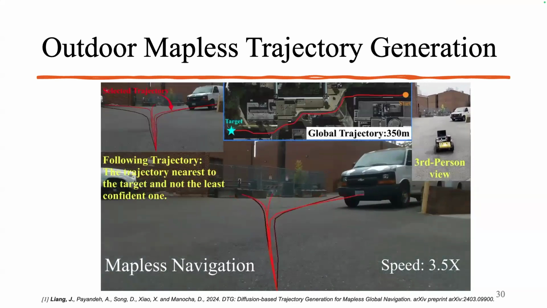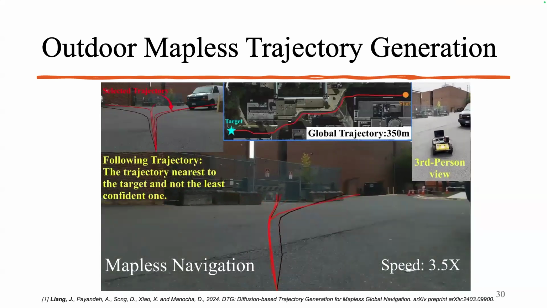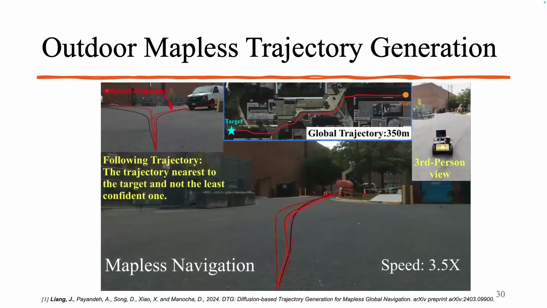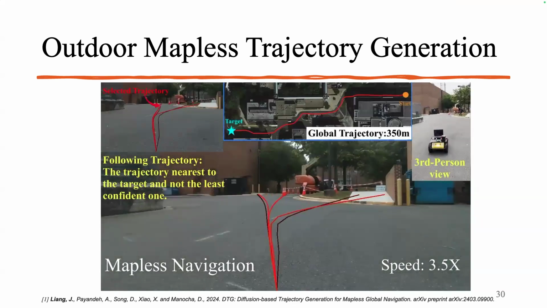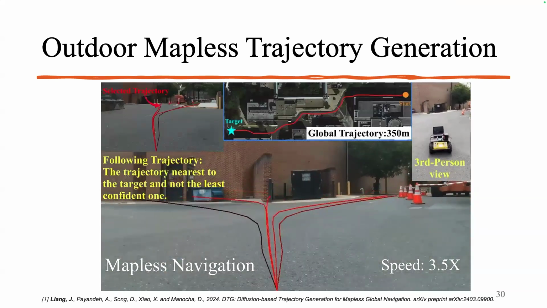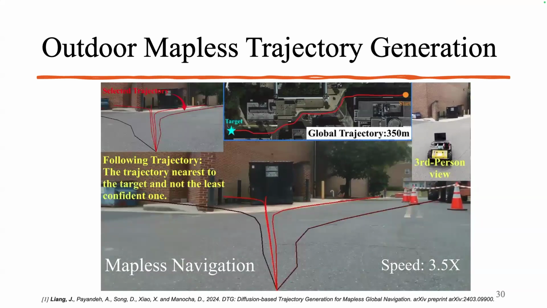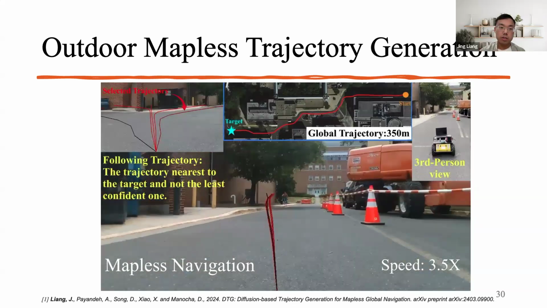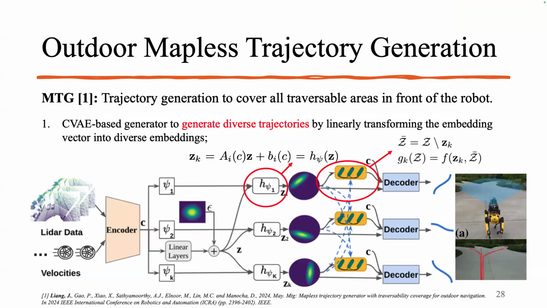Just a very quick question. I can see in this video there are white trajectories and black trajectories. Maybe I missed something, but could you explain the difference? What does the color mean here?